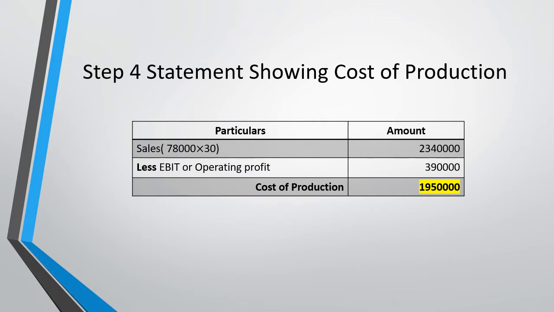Next is step 4, calculation of cost of production. To calculate cost of production, you take sales, that is 23,40,000, less your EBIT, earnings before interest and tax, which was calculated previously, that is 3,90,000. If you deduct that, you get the cost of production, which is 19,50,000. I hope that you guys have understood till here.